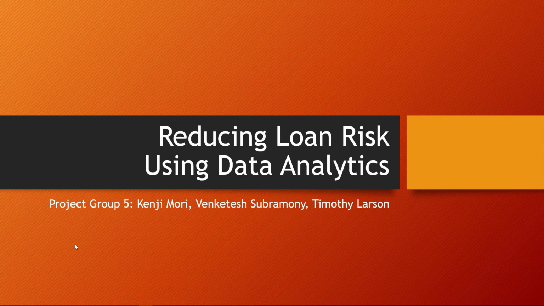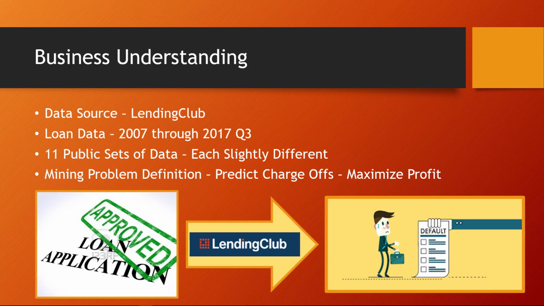Welcome to Reducing Loan Risk Using Data Analytics, presented by Project Group 5, including Kenji, Venkatesh, and Timothy. Our group chose to look at the lending data from the Lending Club to see if we could solve the business problem of maximizing profit, improving over the existing model's data. After a loan is approved, Lending Club makes money provided that the borrowers repay the loan's principal and interest. Less money is made when the borrower defaults and the loan becomes charged off.